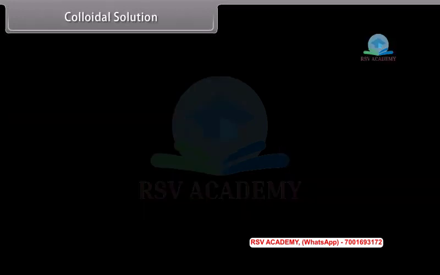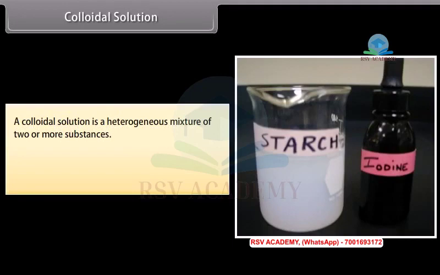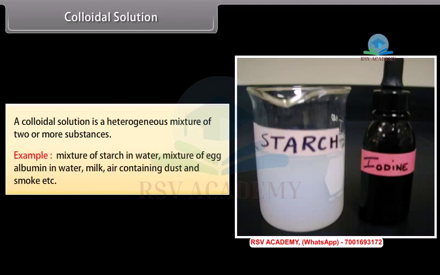Colloidal solution. A colloidal solution is a heterogeneous mixture of two or more substances. For example, mixture of starch in water, mixture of egg albumin in water, milk, air containing dust and smoke, etc.